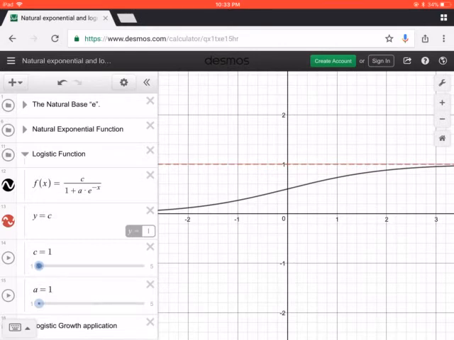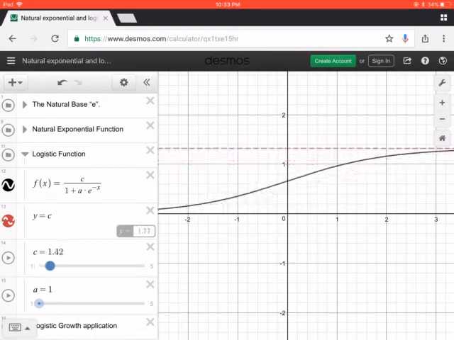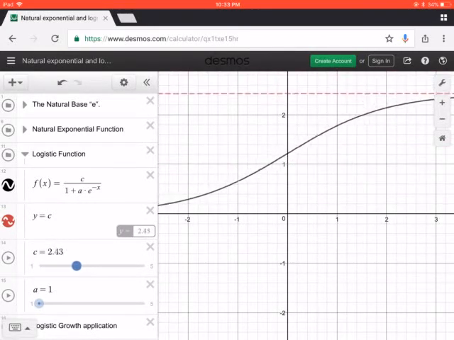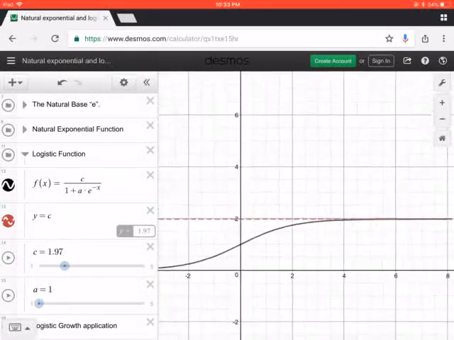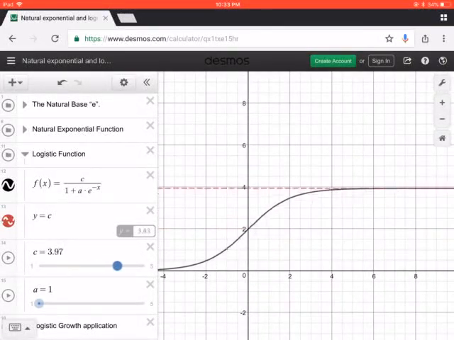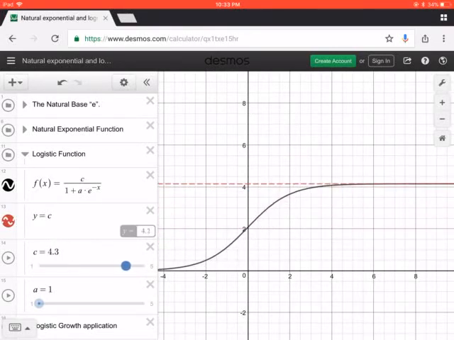So as I change this value of C, we notice that our function moves along with it. And I'll zoom out a little bit here so you can see some more. I can go on, and my function stays within those bounds.